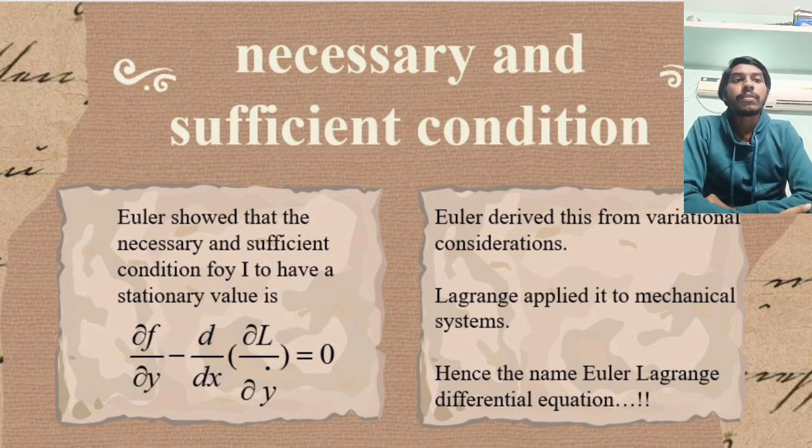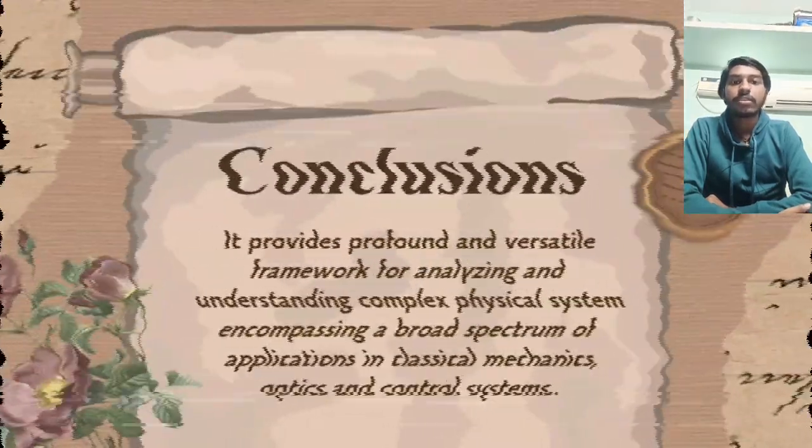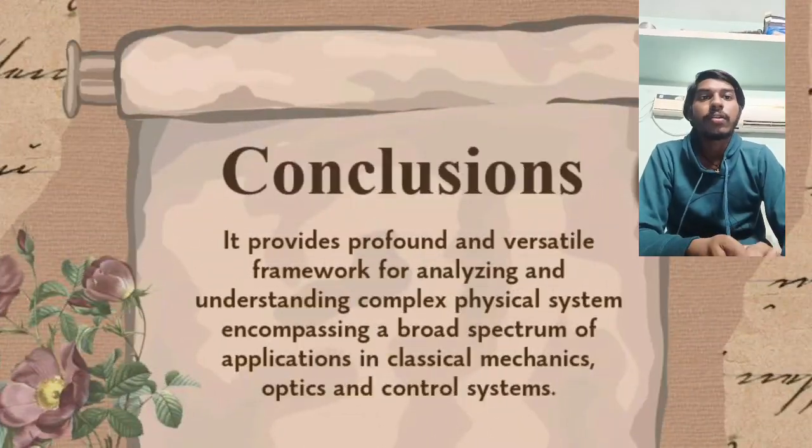Euler derived this from variational considerations. Lagrange applied it to mechanical systems, hence the name Euler-Lagrange differential equation. Lagrange's equation, derived from Hamilton's principle, provides a profound and versatile framework for analyzing and understanding complex physical systems, encompassing a broad spectrum of applications in classical mechanics, optics, and control systems.